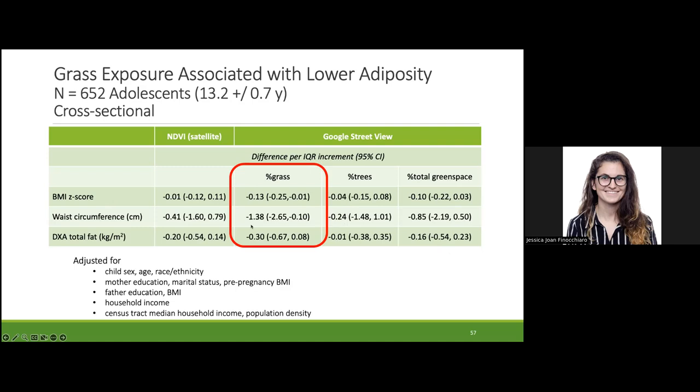Now this is a cross-sectional analysis. It's certainly nothing that's going to move the needle too much. But it is interesting that these metrics are not just telling us the same thing, right? So the vegetation index is not the same as grass from Google Street View. And so it does seem like grass is independently associated with this outcome. So we're getting information from this, right?